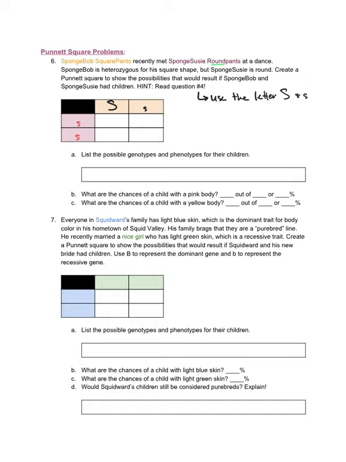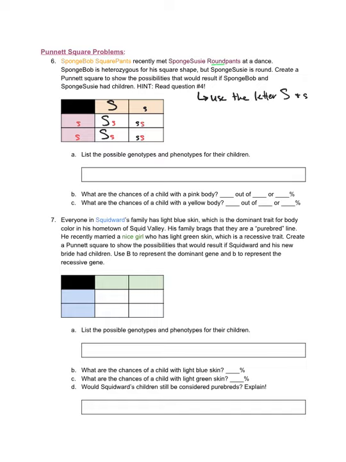So then we're going to fill in our boxes. So we'll do SpongeBob first. The capital S is going to go into this box and this box from SpongeBob. And SpongeBob's lowercase s will go in this box and this box. Then we'll add Sponge Susie's genotype, and she has a small s, and she also has a small s in this row. And so then we can answer these questions.